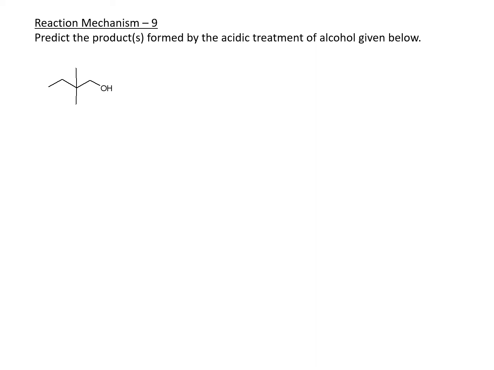Let's look at the mechanism over here, which is saying predict the products formed in the acidic treatment of the alcohol given below. With the products, we don't know whether we're going to form one or two, so we're going to find out as we write the mechanism. And then we know it's an acidic treatment, which means that we need to have H3O+ somewhere. And then we know we are dealing, of course, with the alcohol.